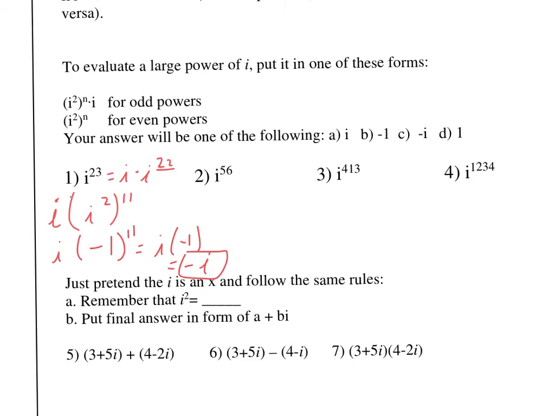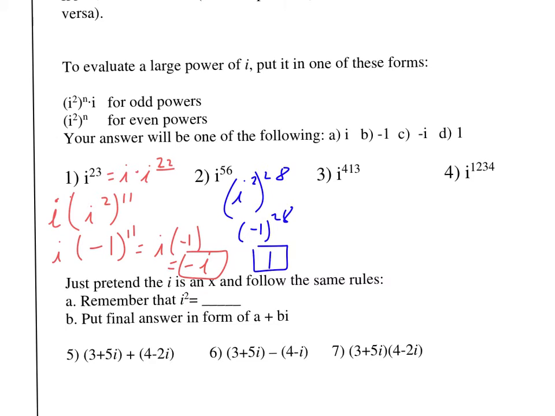All right, next up, number 2. So now we have an even power. So with an even power, it's one less step. We don't have to take that i to the outside. We're just going to put i squared inside parentheses, and we're just going to cut 56 in half here. So that would be 28. So now that's just -1 to the 28th power, which we said -1 to any even power is going to be 1.